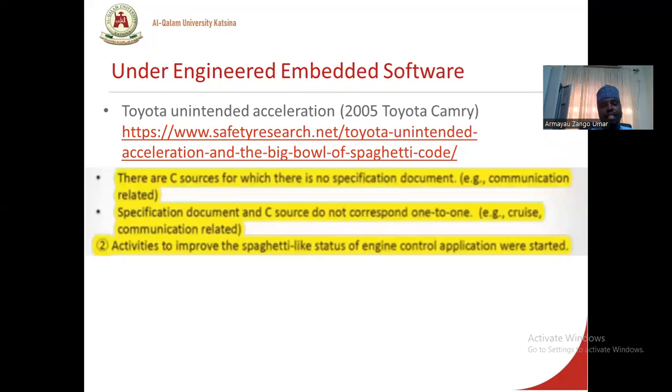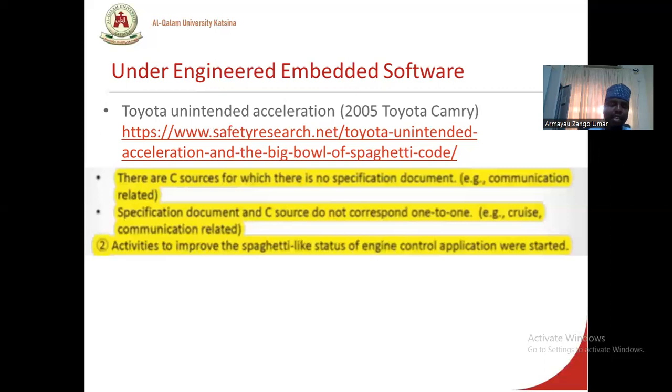So again, this is one of the motivations for why we study embedded systems: systems that are meant to be engineered are under-engineered or not engineered at all. One example is the Toyota unintended acceleration, in the Toyota Camry 2005. It was accelerating for no reason, and it was discovered that it was a software bug. These are the highlights of the findings from the Commission of Inquiry.